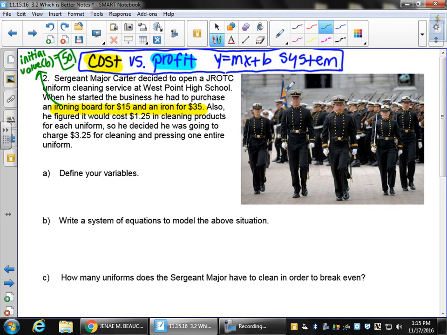And then he needs materials or solutions to clean these uniforms, right? He figured it would cost $1.25 in cleaning products for each uniform. Right there, I know how I'm going to define x. Each uniform, which means x will be number of uniforms. y is going to be total money.